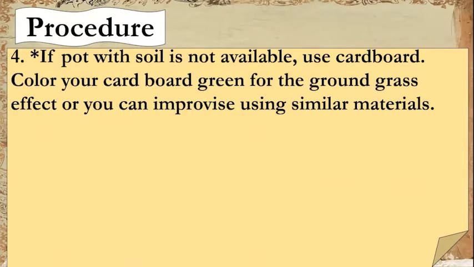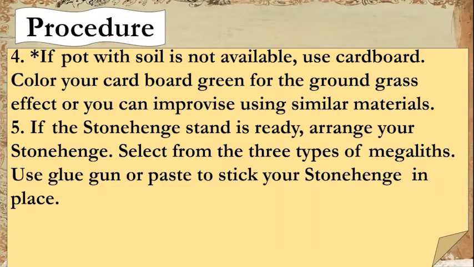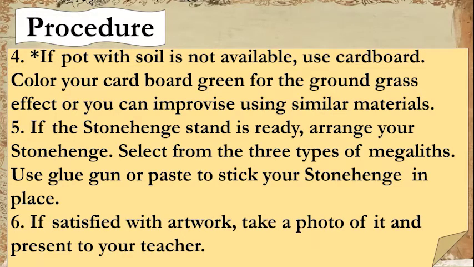Number 4. If pot with soil is not available, use cardboard. Color your cardboard green for the ground grass effect, or you can improvise using similar materials. 5. If the Stonehenge stand is ready, arrange your Stonehenge. Select from the 3 types of megaliths. Use glue gun or paste to stick your Stonehenge in place. Number 6. If satisfied with artwork, take a photo of it and present to your teacher.